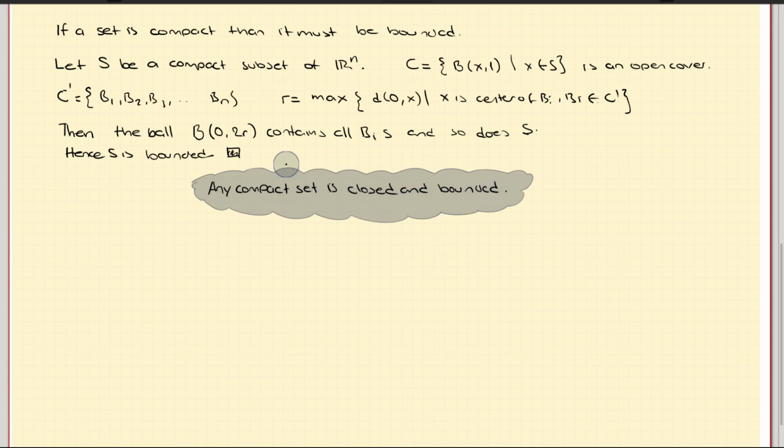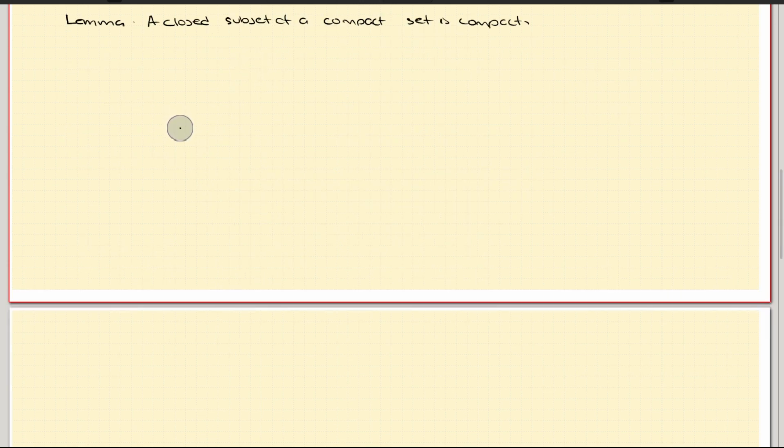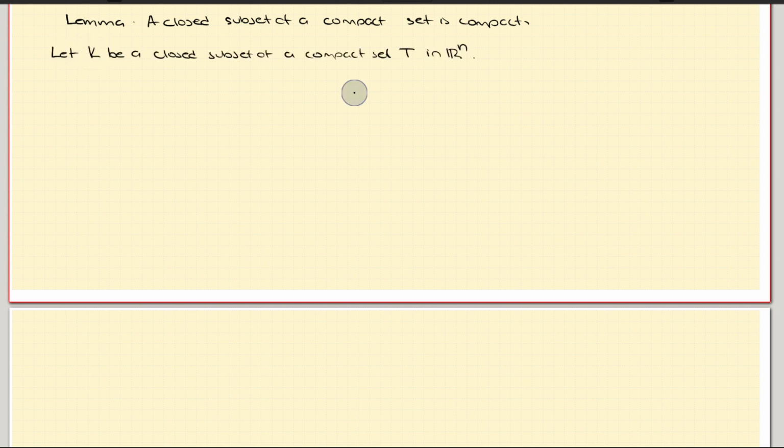So now we have a lemma to prove, which we need in the proof of the second part. A closed subset of a compact set is compact. So we have a closed subset of a compact set, and we want to show that this subset is compact. Let's call this closed subset K. So let's say that K is a closed subset of a compact set T in Rn.